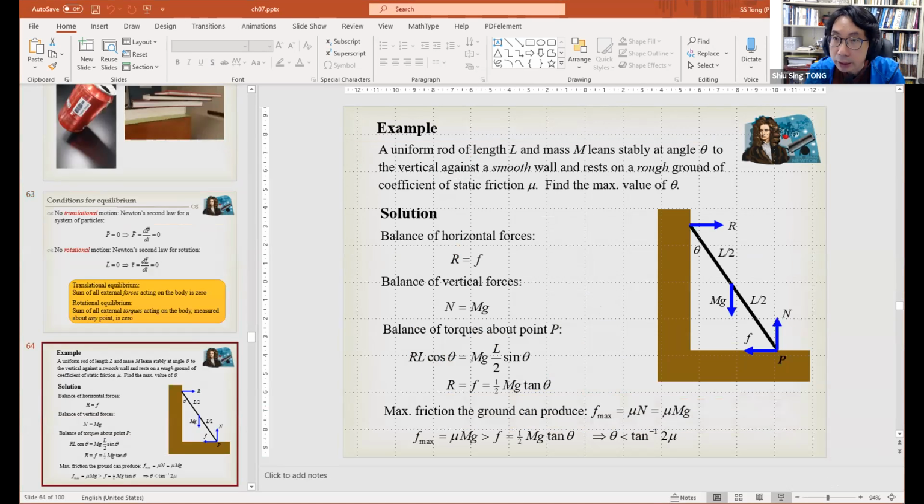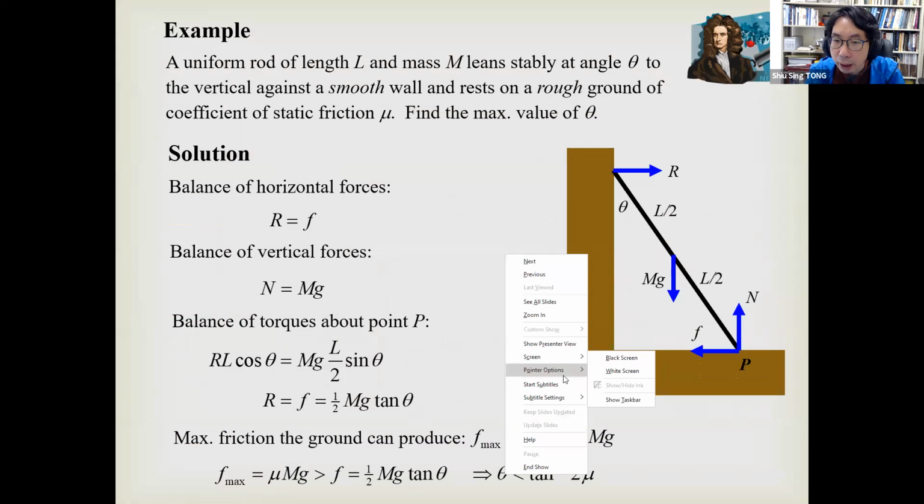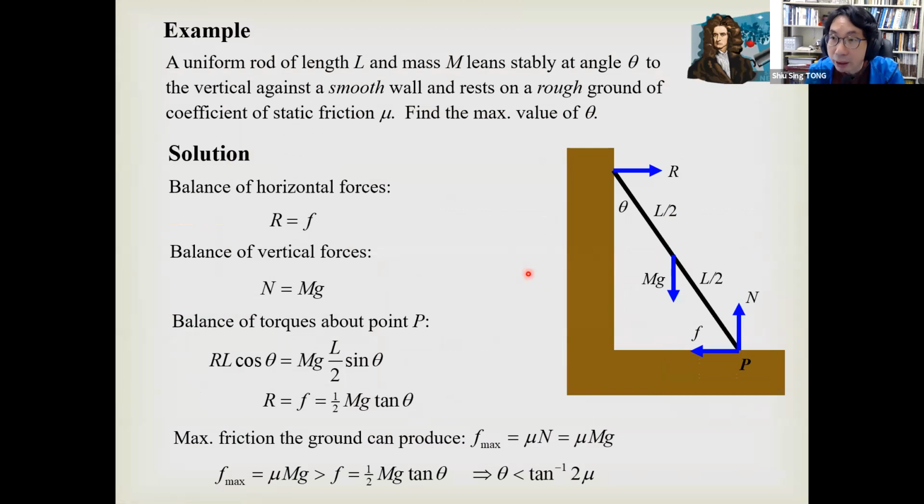Now we discuss a simple example of equilibrium. This is in fact a simple example of moment of force you learned in high school. Now we have a brief review of it. Suppose we have a uniform rod of length L and mass M, and the rod leans stably at a certain angle theta. Theta is the angle that the rod makes with the vertical direction, and it leans on the wall.